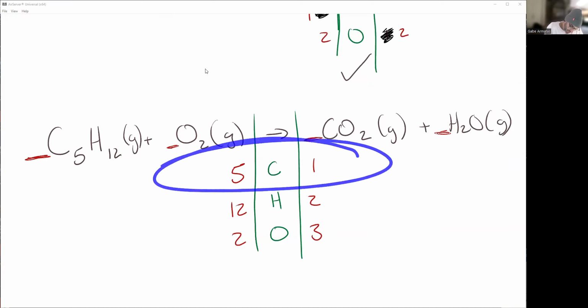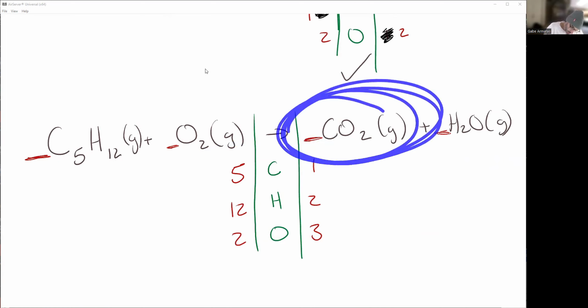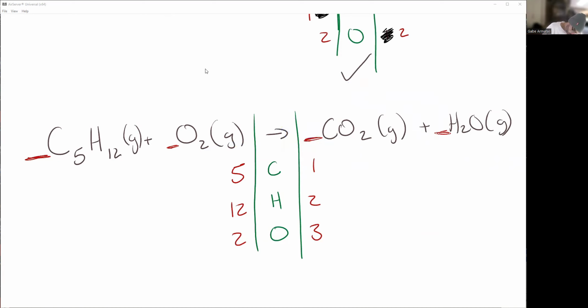So we're going to start with the top. We're going to balance carbons. I need more carbon on this side. In fact, I need a total of 5 carbons, if possible, on that side. So here we go. I have CO2. If I put a 5 in front, that means I'm going to have 5 carbons. So let's put a 5 in front. By changing the coefficient in front of CO2, it is going to change my carbon and my oxygen count. So I'm going to get rid of those, and now I'm going to recalculate.